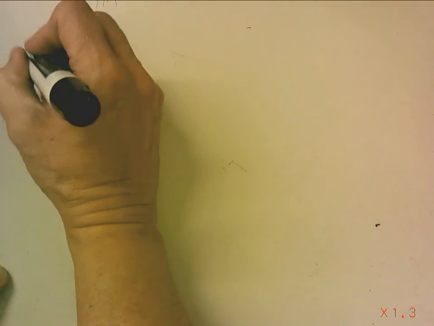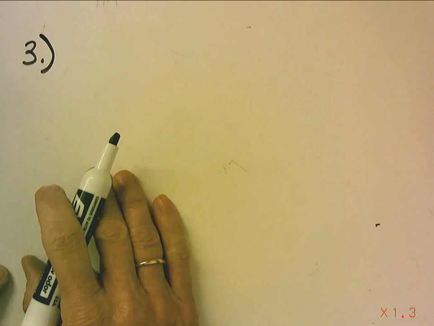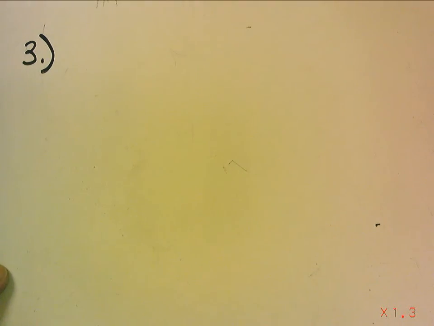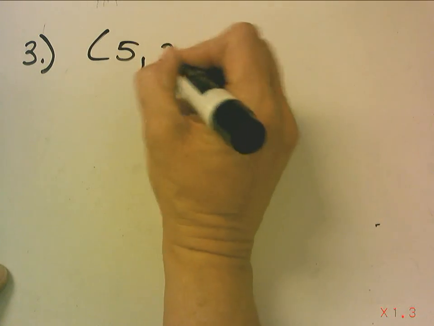Okay, now let's look at the graph. So from this graph, I know it's direct variation because it's a linear equation that goes through the origin. So all I have to do is figure out what this point is. 2, 3, 4, 5. So the point (5, 2) is given.